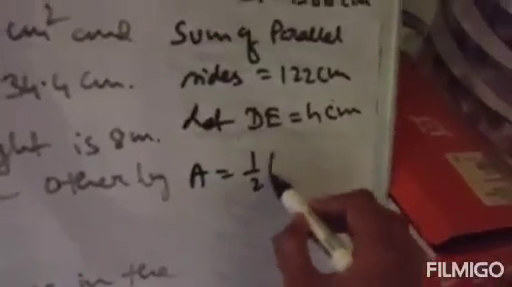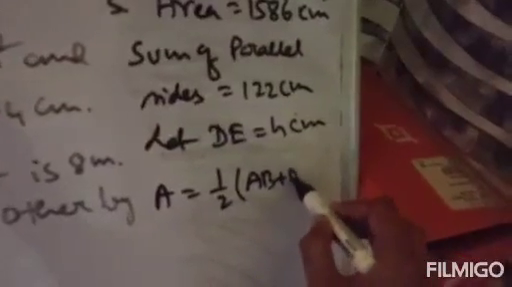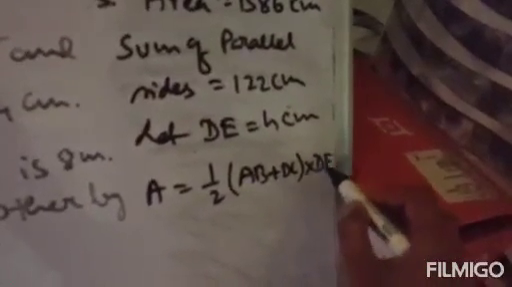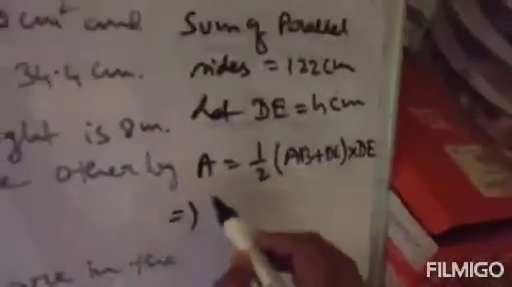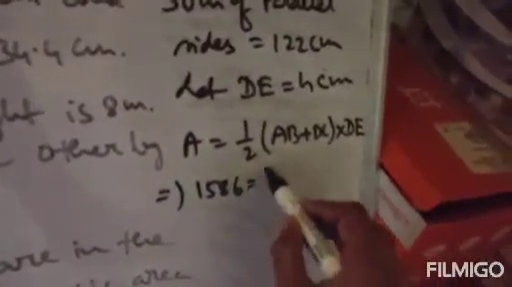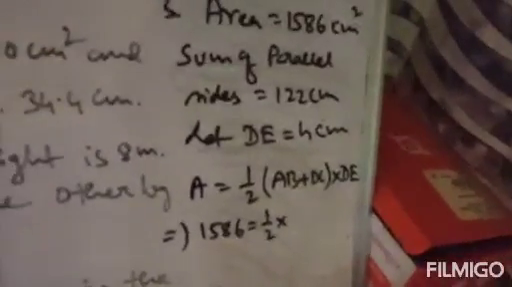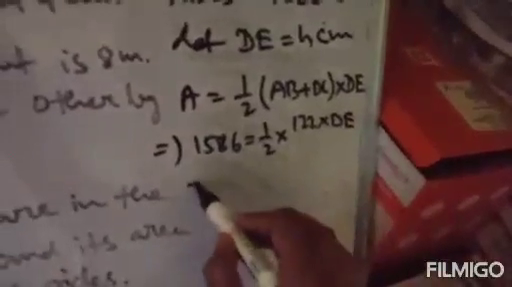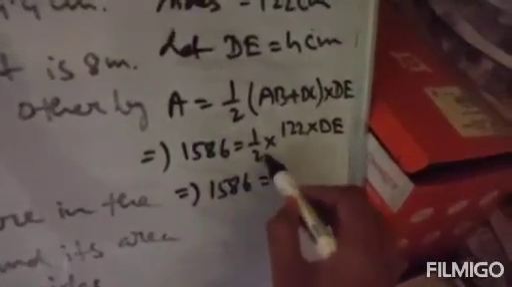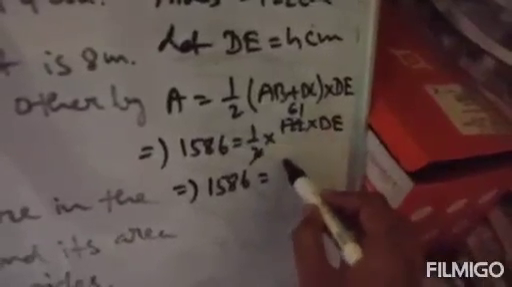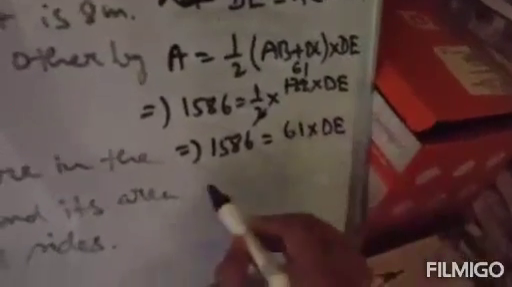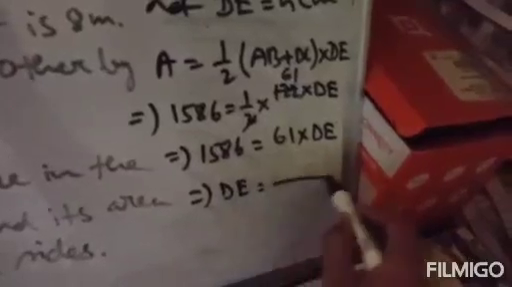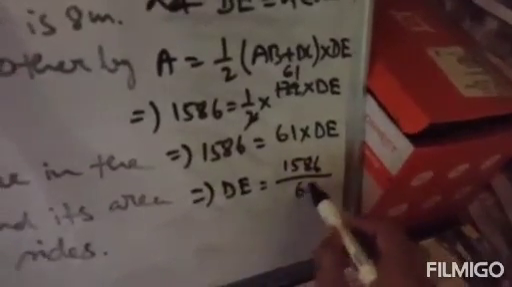Now apply the area formula of trapezium. So area A will be 1 by 2 into sum of parallel sides, means AB plus DC, into height or distance between two parallel sides, that is DE. Now put the value. So area given as 1586 equals 1 by 2 into sum of parallel sides given as 122 centimeter, into DE. Now 1586, just reduce, this is 61, so 61 into DE. Now extract the value of DE, that is 1586 divided by 61.